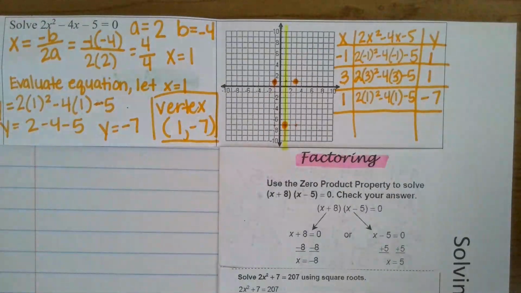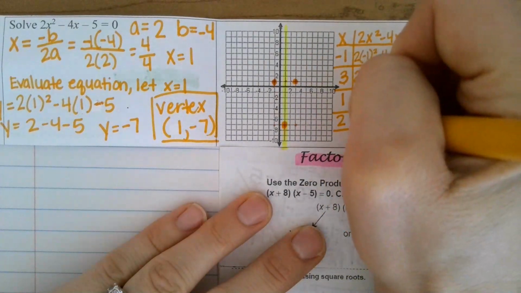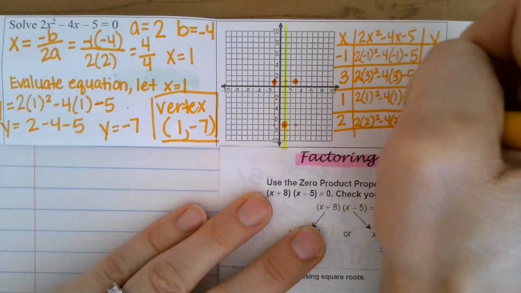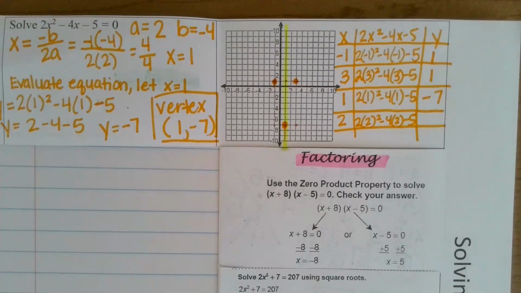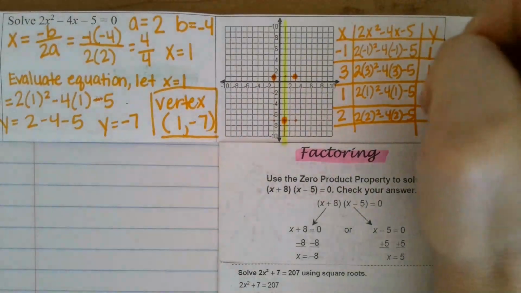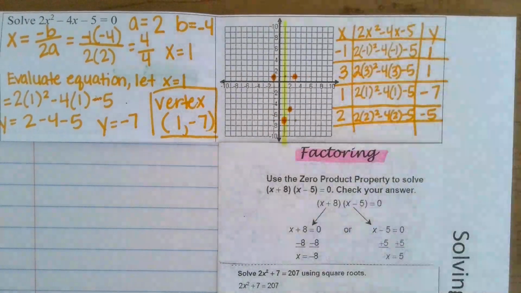And then what's one more number close to -1, 3, and 1? 2. Let's do 2. All right. 2 times 2 squared minus 4 times 2 minus 5. What did you get for that one? -5, so 2, -5.